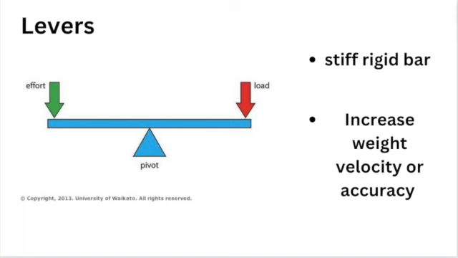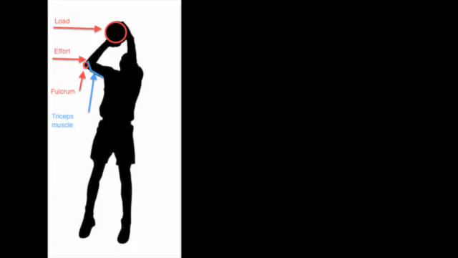A lever is defined as a bar or a stiff, straight object that can be used to lift weight, increase force, or create speed. The main lever in the basketball free throw is the arm and generates velocity to get the ball to the hoop.